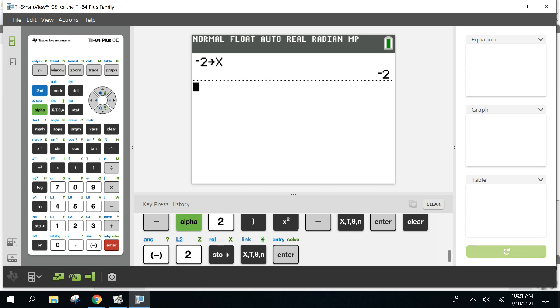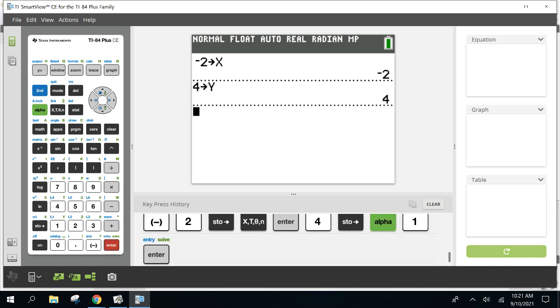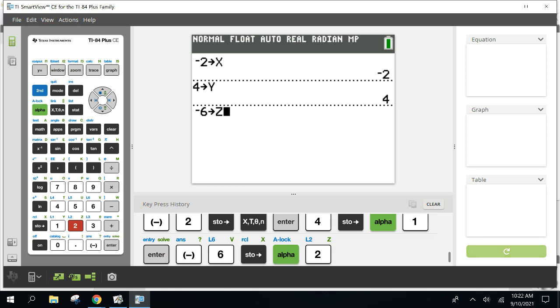And what number in for Y? 4. Okay, so everybody, take the number 4, store it in for, now how do I get to Y? Everyone see above your number 1 button, you got the letter Y. So you too, including myself, have to do alpha 1, store that in for Y. Done. And there's one more variable, which is Z. What number? -6. So take -6, store it in for Z, which is right above 2. All right, so all your numbers are stored into your variables.